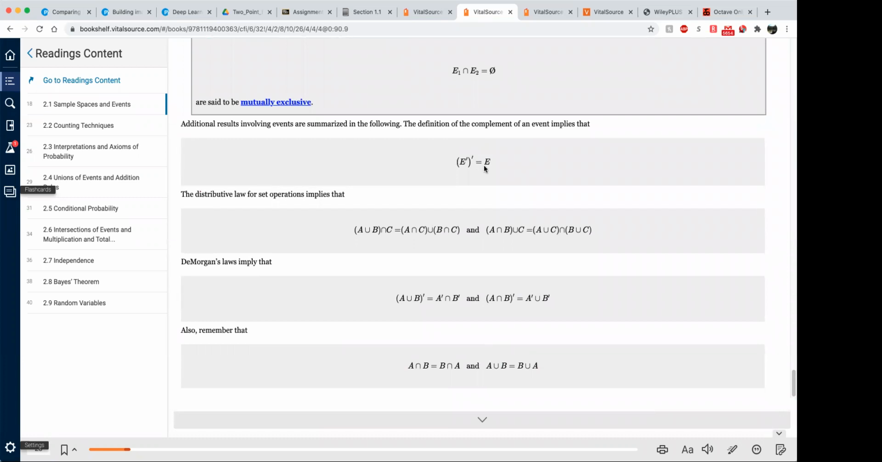Next one. The complement of the complement goes back and forth, so E complement complement is E. Then the distributive law for set operations implies this: A union B intersection C is equal to A intersection C union B intersection C. We can distribute the intersection with C into A and B. Then De Morgan's law: A union B complement is A complement intersection B complement, so the union changes to intersection, and the intersection changes to union. Keep this in mind. Also A intersection B equals B intersection A, and A union B equals B union A. So union and intersection satisfy the commutative property. Keep in mind these basic properties of union and intersection.